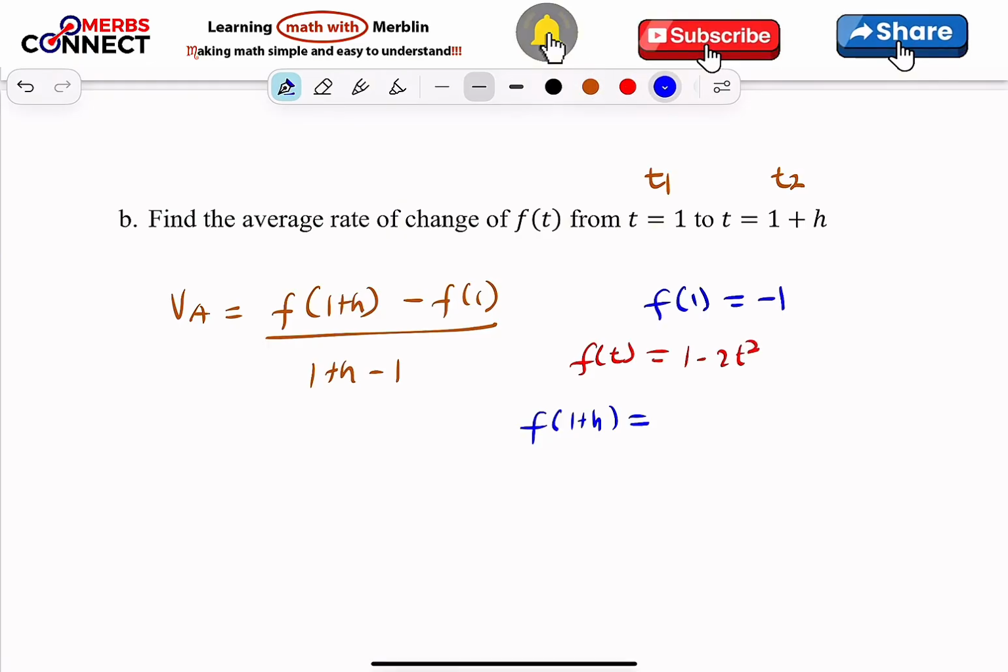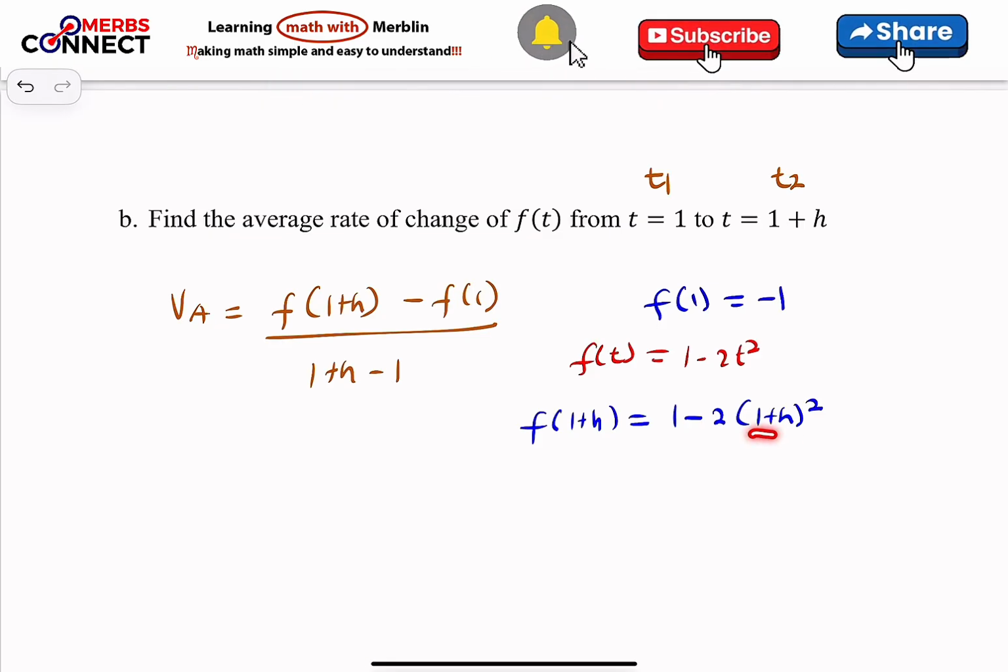We are going to have 1 minus 2 times (1 plus h) squared. Good. I saw that some of you were having trouble putting the 1 plus h squared, right? Because of that, you were getting it wrong. So now this is how it's going to be. And then let's try and do the expansion here.